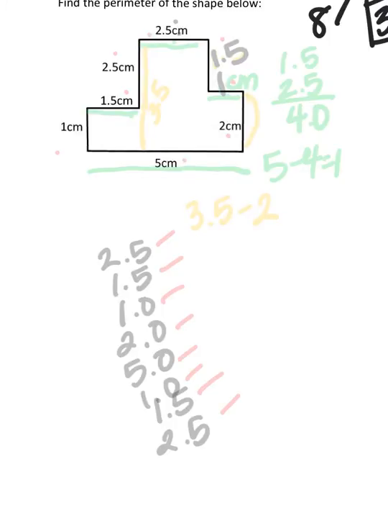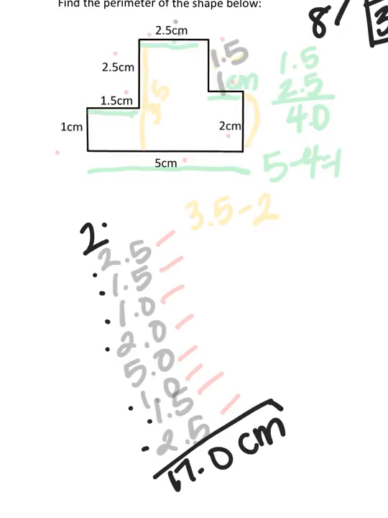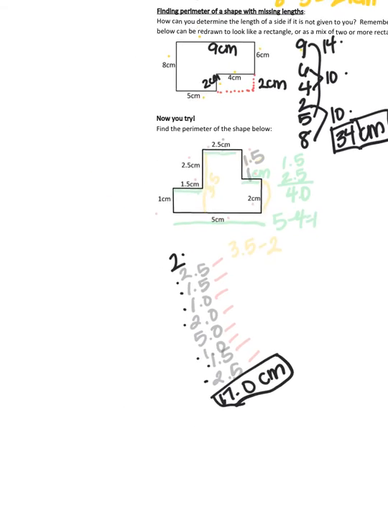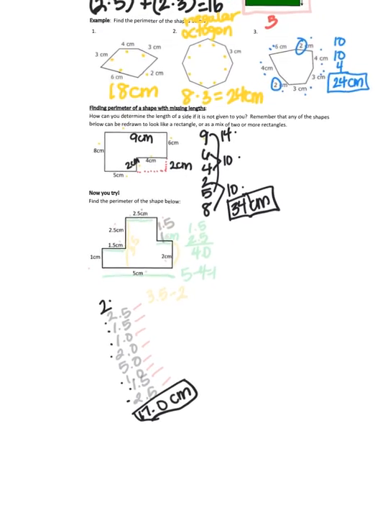Okay, so 5 plus 5 plus, we got 4 5s. That gives me 20. 2, 4, 6, 8, 9, 10, 11, 12. Plus 5 is 17. So you should have 17 centimeters. Okay? And that should do it for perimeter. That's it.